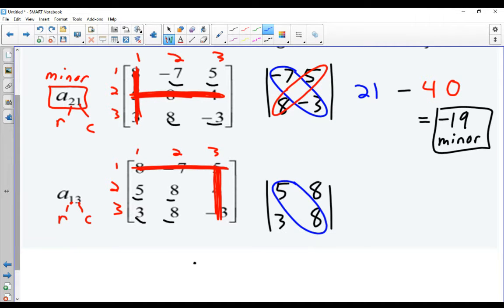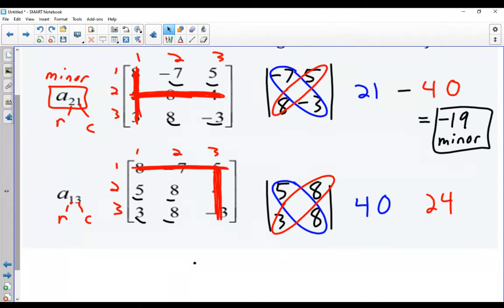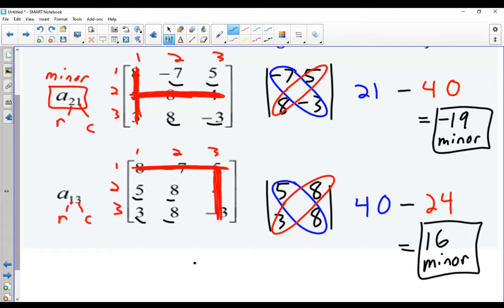5, 8, 3, 8. Now, find your determinant. Downwards diagonal, 5 times 8 is 40. Upwards diagonal, give me a second, I had a brain fart. 3 times 8 is 24. And once you have those 2 numbers, subtract. And that should give you 16 as that minor. And there you go. That's how you find a minor.